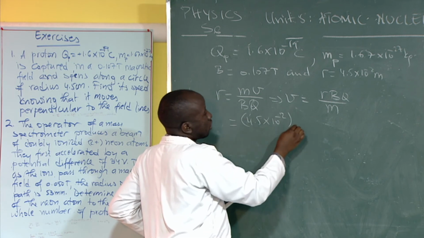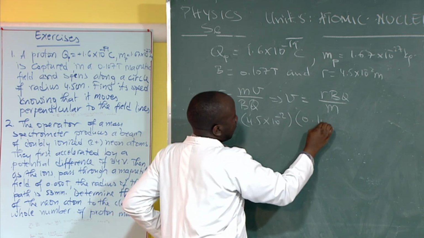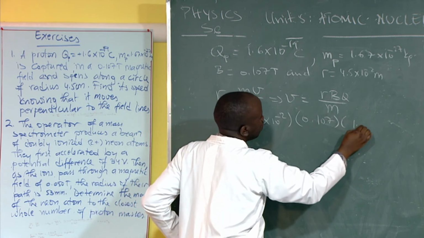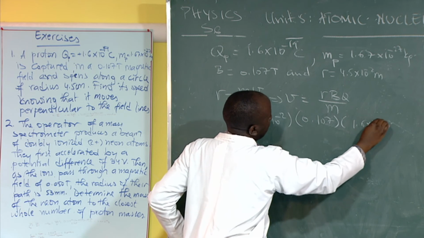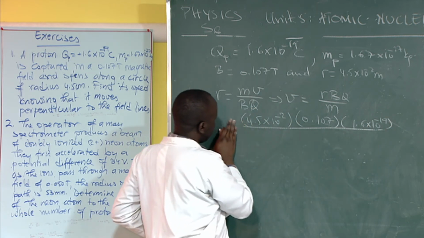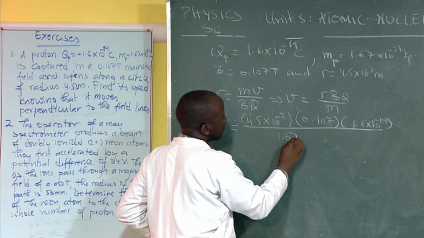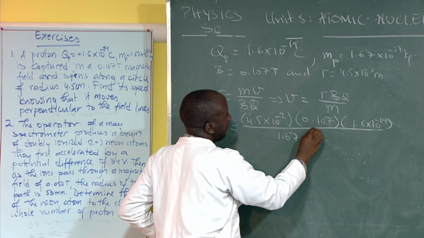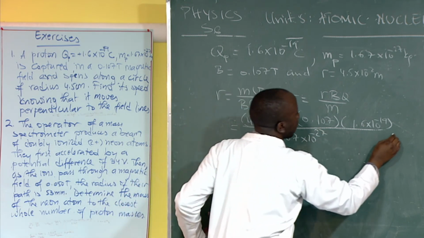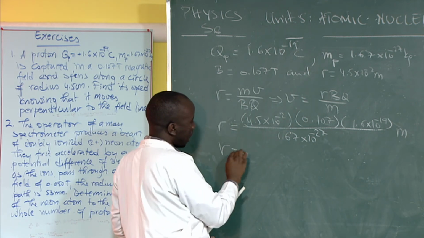So this is going to be 0.107, times the charge, times 10 to the power minus 19, all of this over the mass, which is 1.67 times 10 to the power minus 27. So the answer here will be in meters, and then we end up having what?